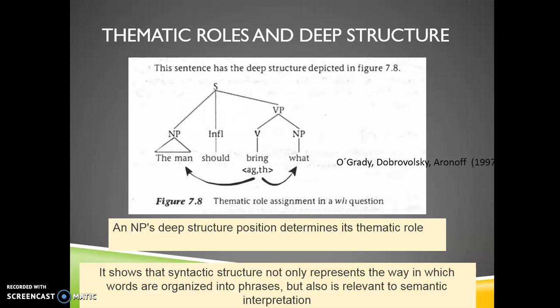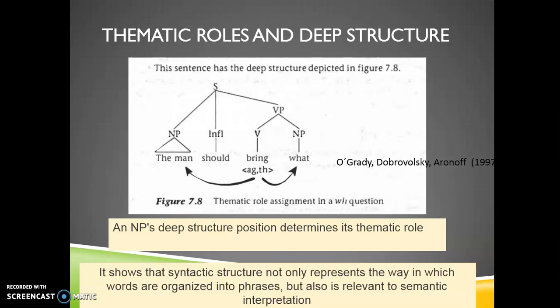So what happens in the deep structure? I think it's very interesting here because this sentence has a deep structure. Okay, like, the man should bring what? Remember that we have the movement in the WH movement. The man should bring. Should the man bring something? So what is the thematic role in the WH question? The man should bring, so that could be the theme.